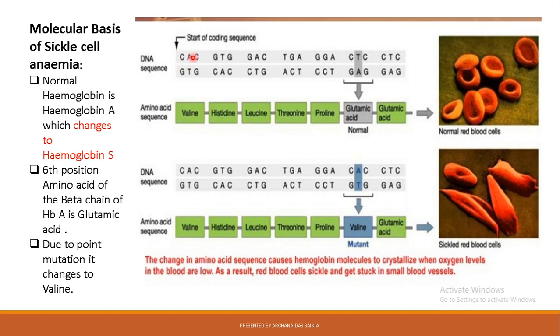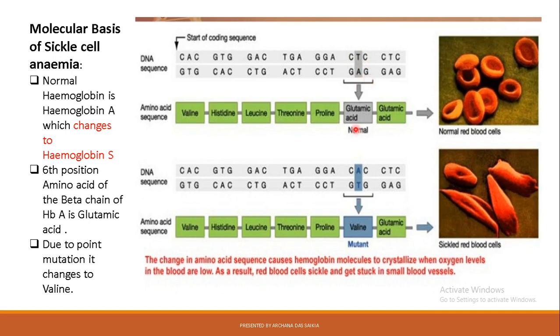Now this is the DNA sequence. That means this is the part of the gene which codes for hemoglobin. Here we can see hemoglobin A that has been shown, which will give normal red blood cells. So here 1, 2, 3, 4, 5, 6th position. It will continue, but we are concerned only with the 6th position here. The 6th position is occupied by glutamic acid in a normal hemoglobin beta chain. So here glutamic acid is coded by the gene sequence. Here you can see the bases CTC and GAG.